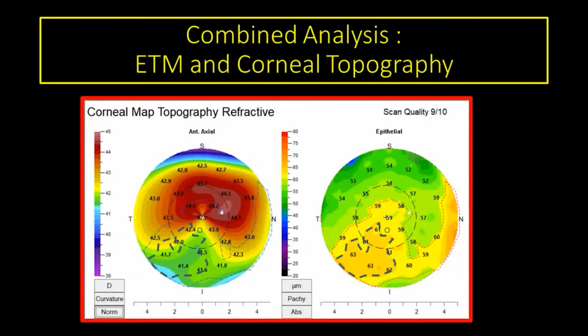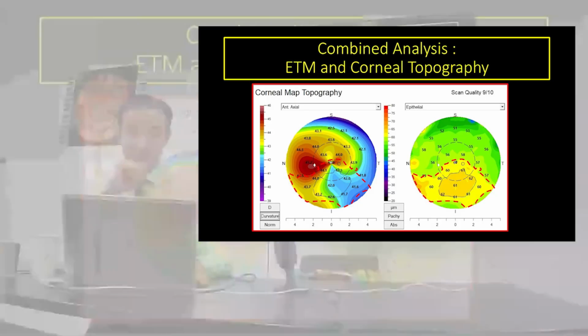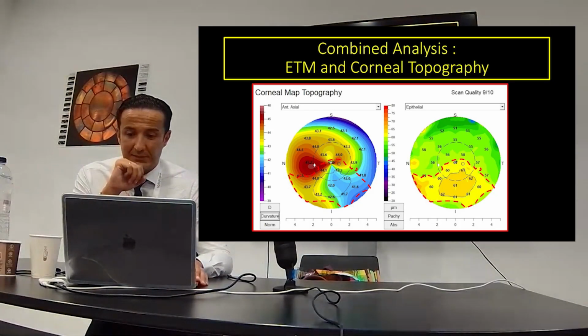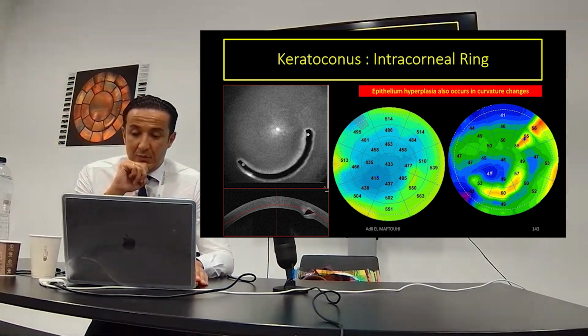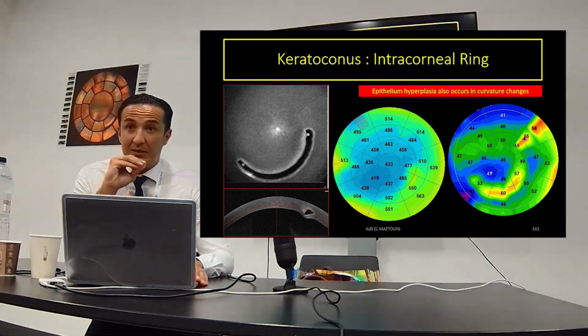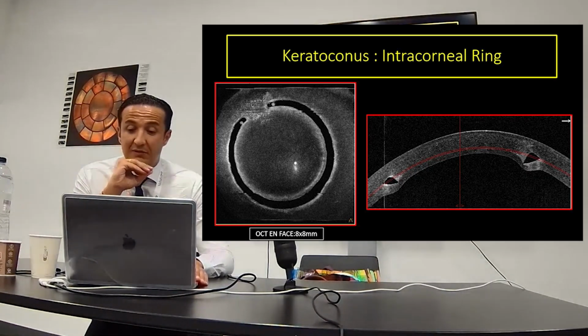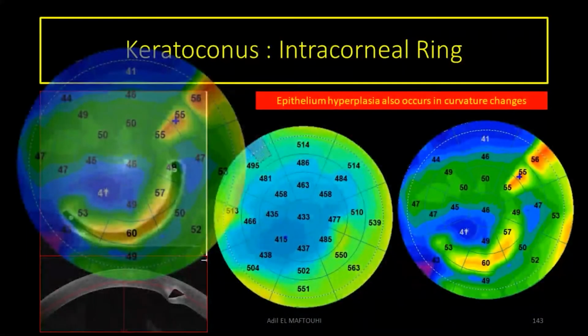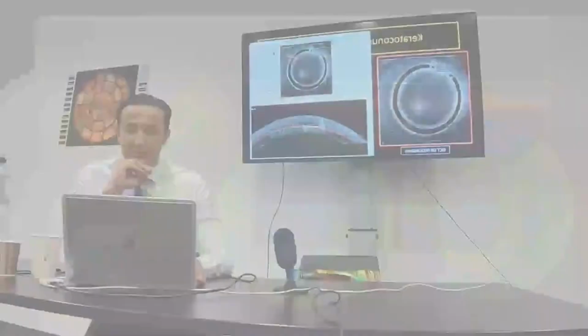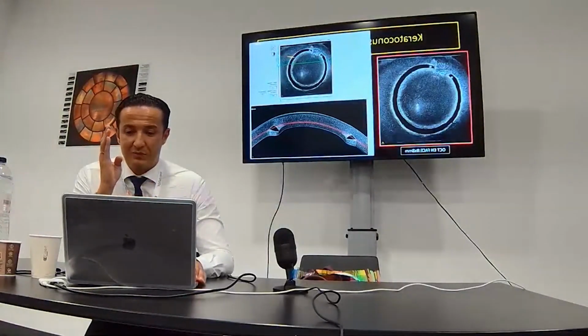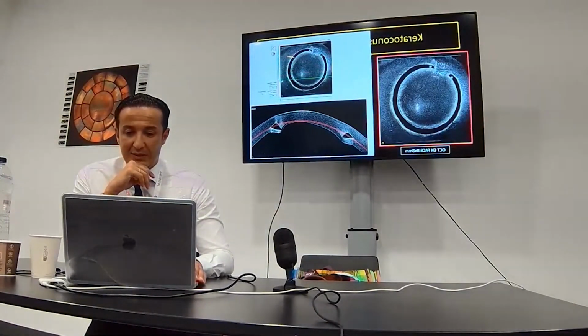That's why it's mandatory to compare corneal topography with epithelial mapping and the stromal mapping. And look, we know hyperplasia can also occur with curvature changes, and look, in this case of intracorneal ring in en-face OCT, you observe also hyperplasia above the intracorneal ring. With the en-face OCT, you can check the position of the intracorneal ring on the whole surface of the ring.